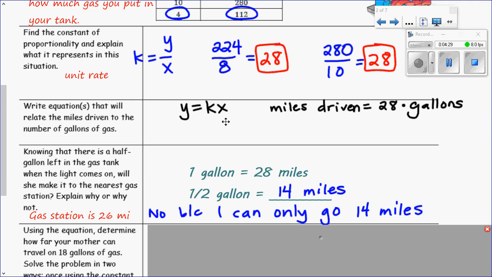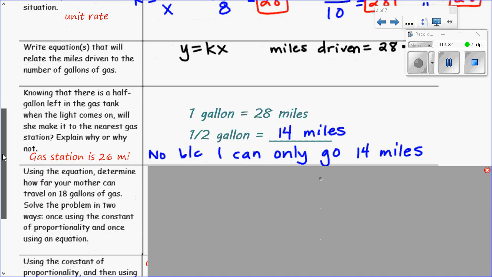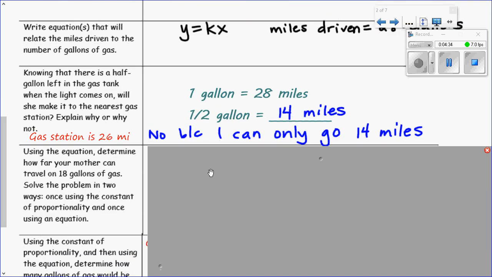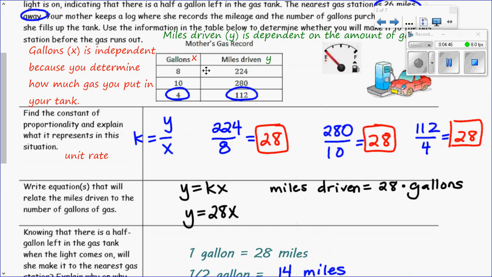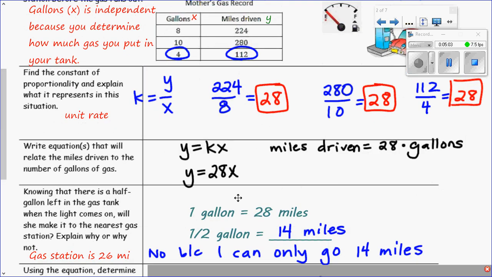Okay, now let's use the equation and determine how far we can go on 18 gallons. Okay, so we're going to use the equation, and actually I apologize, let's write the equation in numbers here: y equals 28x. And the reason we know that works is because if we go back up here, 28 times 8, the x, gives me 224, the y. Again, 28 times 10 gives me 280. So anytime I multiply 28 times the x, I'll get the y. Okay, so just so you know that. In fact, let's box that.